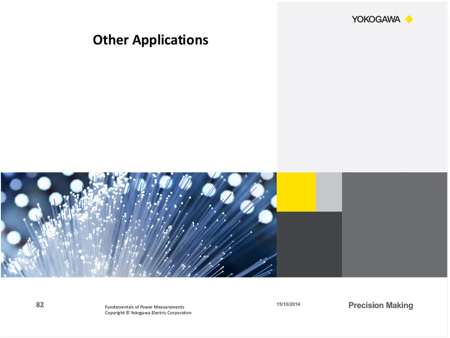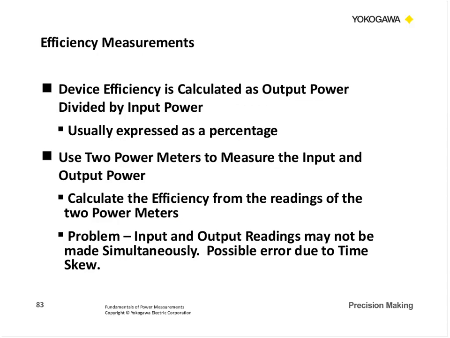Some other applications, efficiency measurements. Of course, efficiency is calculated very simply as output power divided by input power, usually expressed as a percentage. Now you can use two power meters, one for the input and one for the output, and calculate the efficiency from these readings. That's the two meters. Now the problem with this is that when you're looking at those readings, the data may not be made simultaneously. So you could have a possible error due to this time skew. So things are not exactly a steady state.